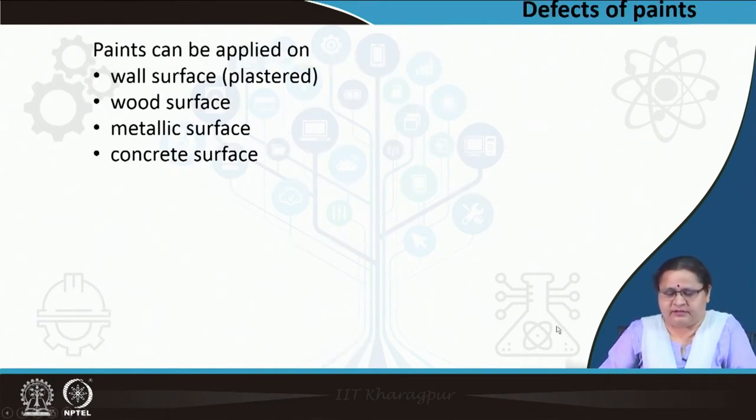So, now let us come to the defects of paint. Now, paints, as I have told you, can be applied on plastered wall surface, wood surface, metallic surface, concrete surface.